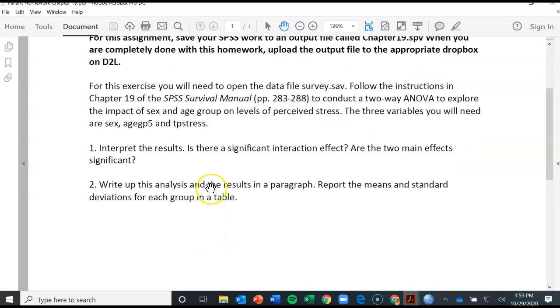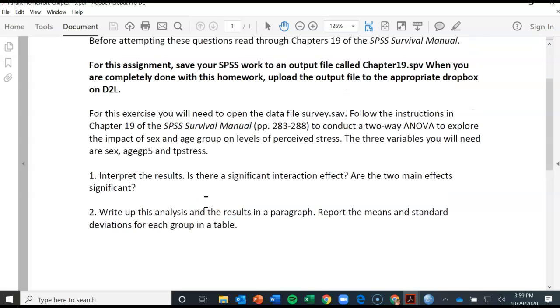Where it's going to be a little more challenging is writing up the paragraph. And I have been asking that you show me that you have learned by reading in your Pallant text how to present the data for me. Now on page 288 in your text there's a gray box, and it shows how to present the results of a two-way between group ANOVA. And what I want you to learn to show me is that you know how to do this.